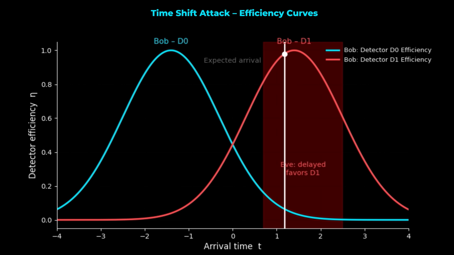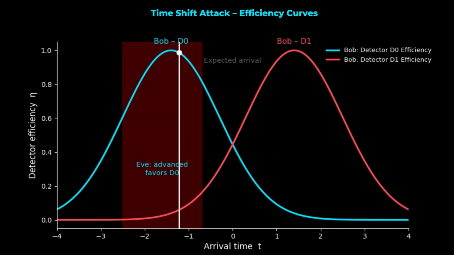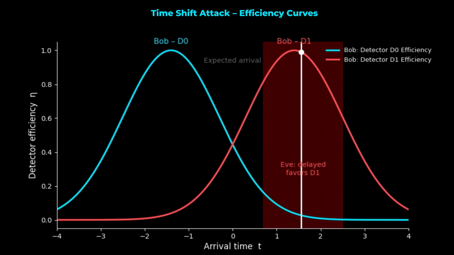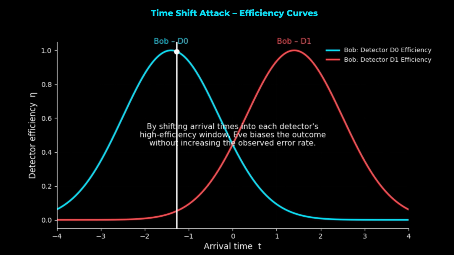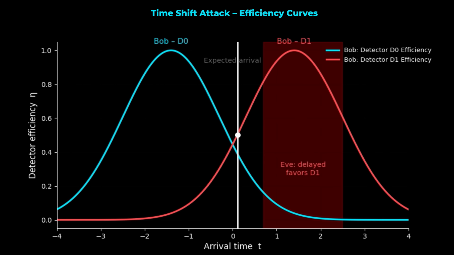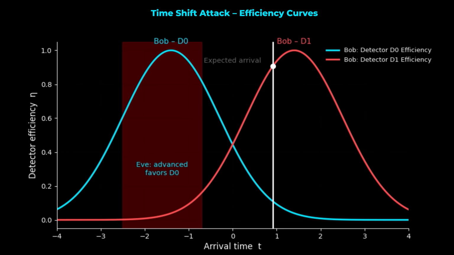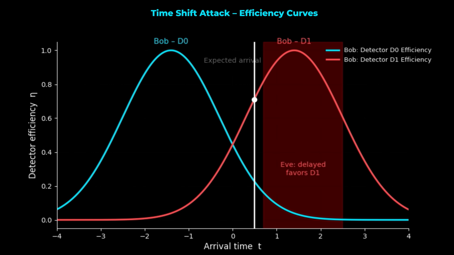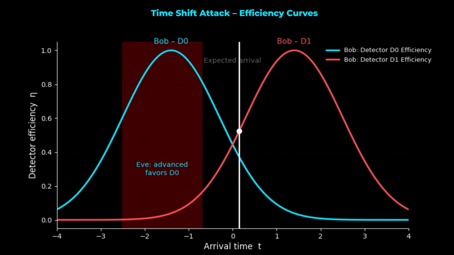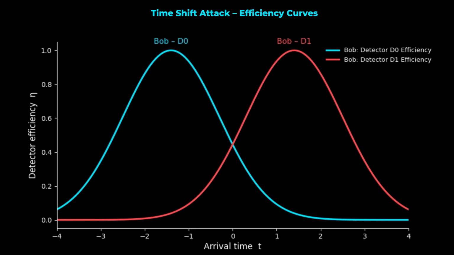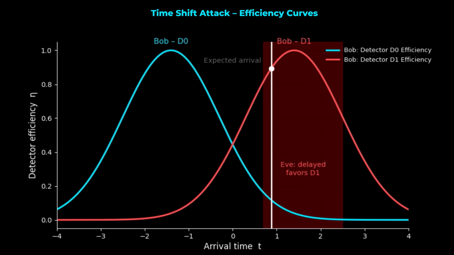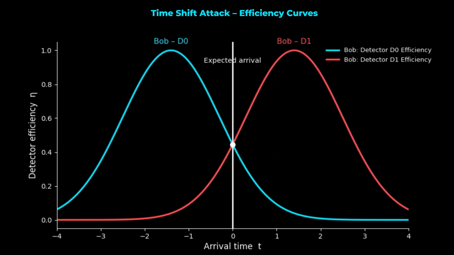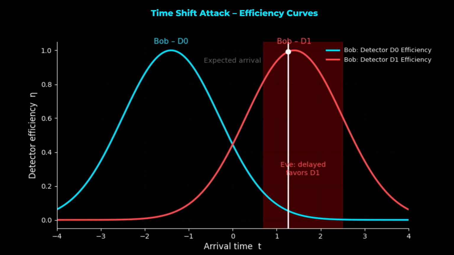Let's understand the curves. The cyan curve, peaked on the left, is Bob's D0 detector. It is most efficient, meaning it is most likely to click when the photon arrives slightly earlier than expected. The red curve, peaked on the right, is Bob's D1 detector. It responds best to photons that arrive slightly later. The vertical white line in the center marks the expected arrival time of every photon Alice sends. In an ideal world, Alice's photons land exactly on that center line, giving each detector a fair chance to register the outcome. But that's only in the ideal world.